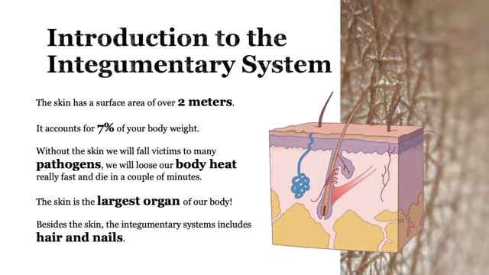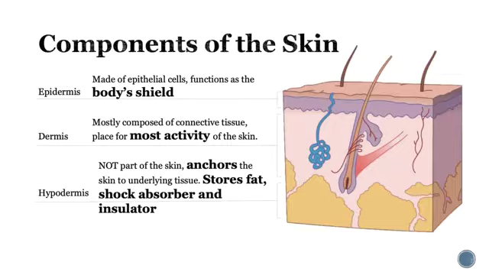Let's see an overview, an overlook at the components of the skin. We have three major areas, two of them belonging to the skin per se, and another layer that is an accessory layer to the skin to aid it in its function. So the epidermis is made of epithelial cells, and the epidermis is the outermost layer of the skin. We have this layer in here, and it serves the function of the body's shield. This is the first line of defense against pathogens and components on the outside of my body.